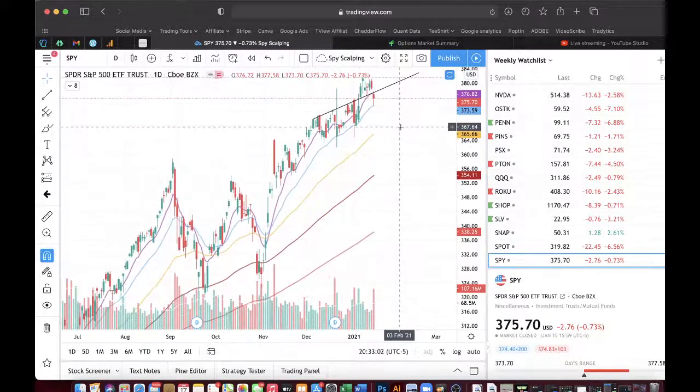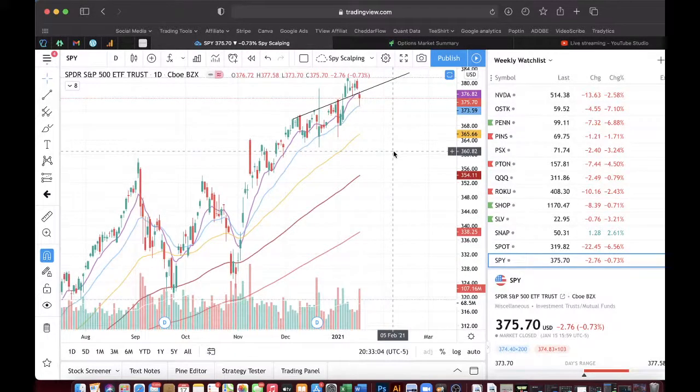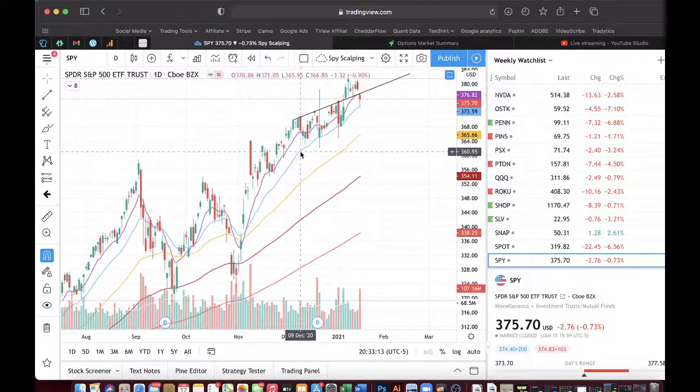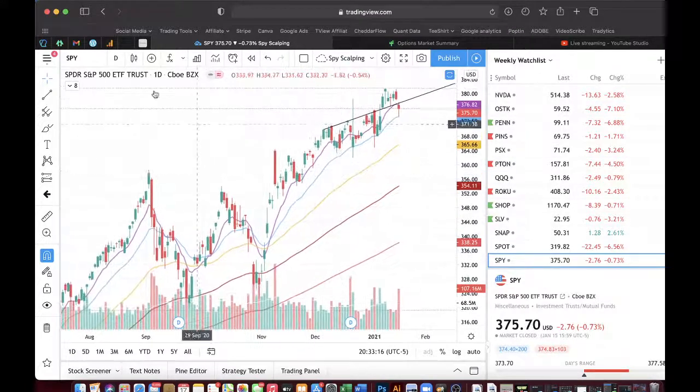So one thing you need to understand is EMAs. The importance of EMAs is not that they're just cool lines on a chart. It's because institutional investors who use algorithms to trade will use these EMAs as points of buying and selling. So this is the daily time frame.